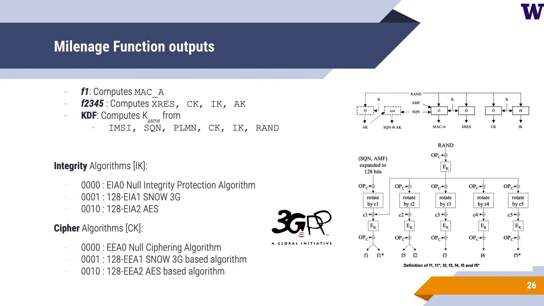The LTE specification provides multiple functions called F1 and F2345, which is basically a collection of four functions, F2, F3, F4, and F5, which have the same inputs and are used along with a randomly generated value called RAND to compute the fields, which are the MAC, the expected response, which is XRES, the corresponding anonymity key, AK, integrity key, IK, and the cipher key, CK. These are issued by the HSS to the MME, which is signaled to the user device during the authentication protocol.